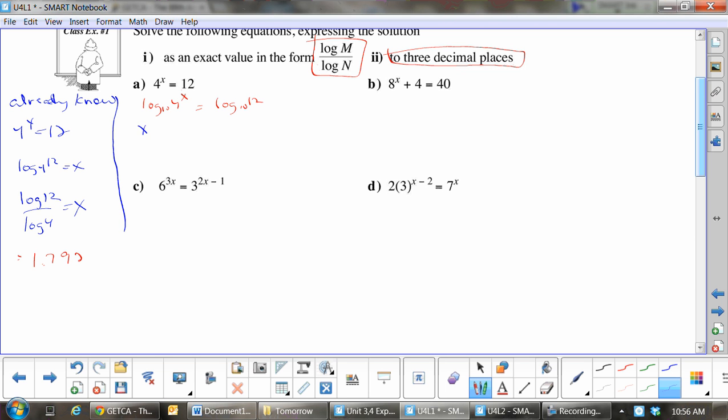So that would be x log 4 equals log 12. Now remember, there are invisible 10's there, but I'm not going to write them down. Now how would you get x by itself? Divide by log 4, right? So x equals log 12 over log 4. Same answer I got here.